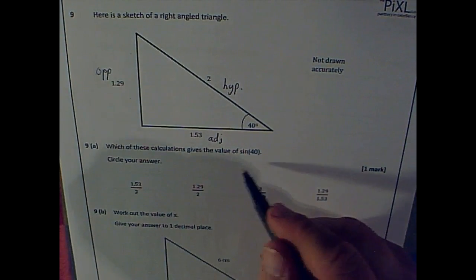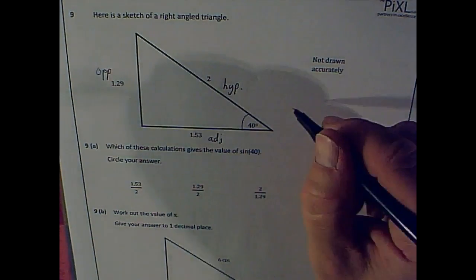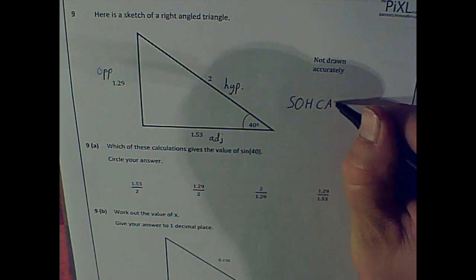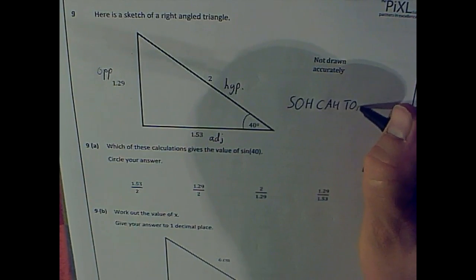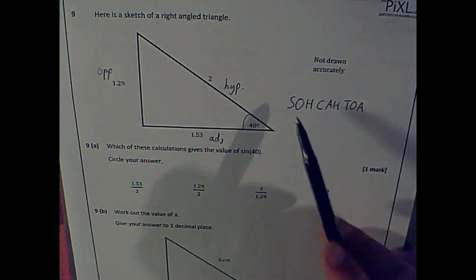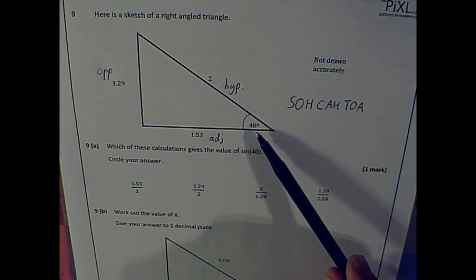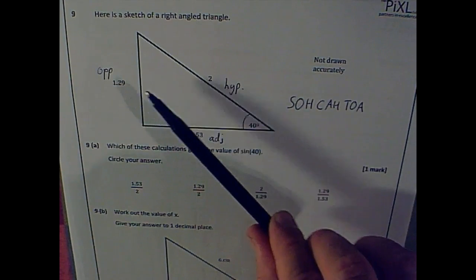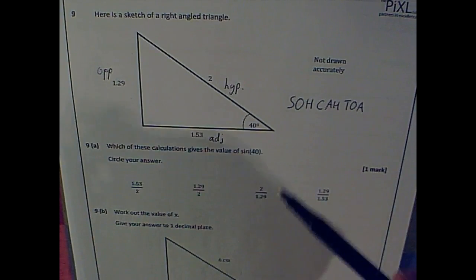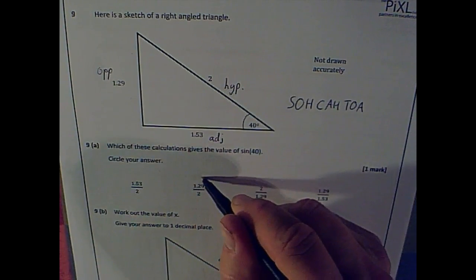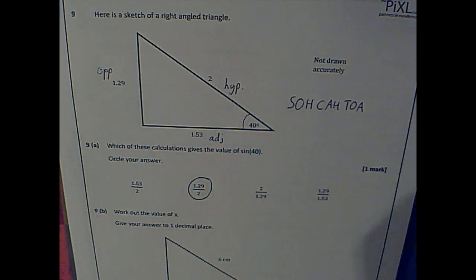Now, if it's sine 40, I'm just going to write out my SOHCAHTOA. So I know that sine is opposite over hypotenuse. So sine of 40 degrees is my opposite divided by my hypotenuse. It's 1.29 divided by 2. And that's that one there.